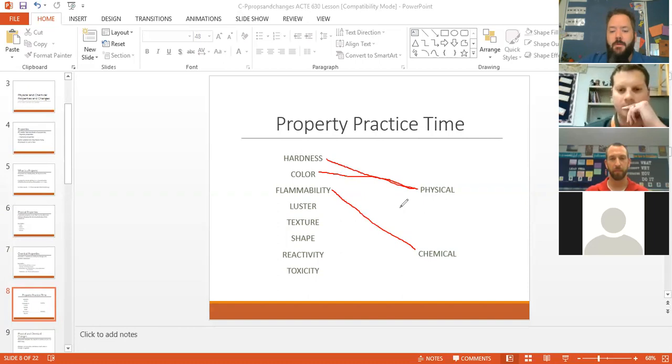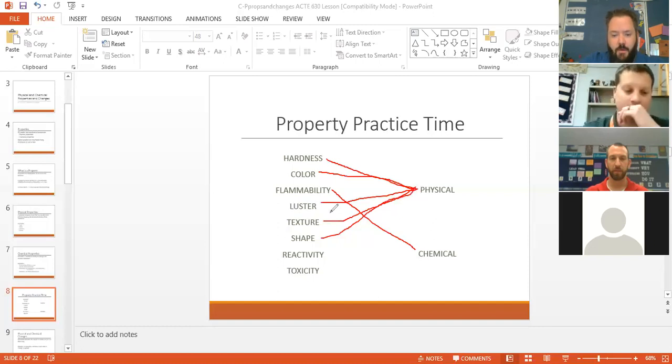Mr. Masson, back to you. How about luster? You may not know that terminology. Luster is kind of a weird word, you may not have come across that. That's going to be the shininess of something. So that would be physical. That is correct. Mr. Telesco, how about texture of an object? Physical. Physical, yes. Correct. Mr. Bittenbender, how about shape? I believe that is also physical.